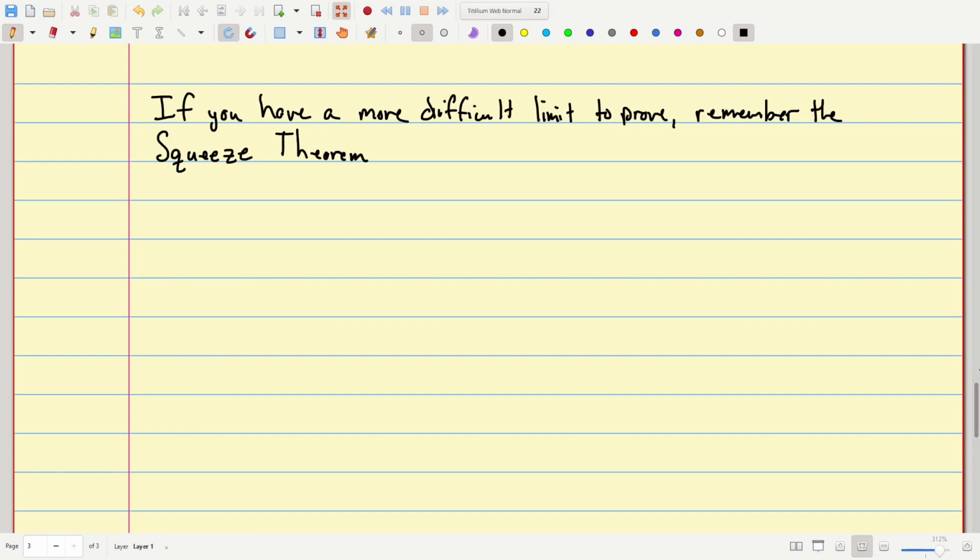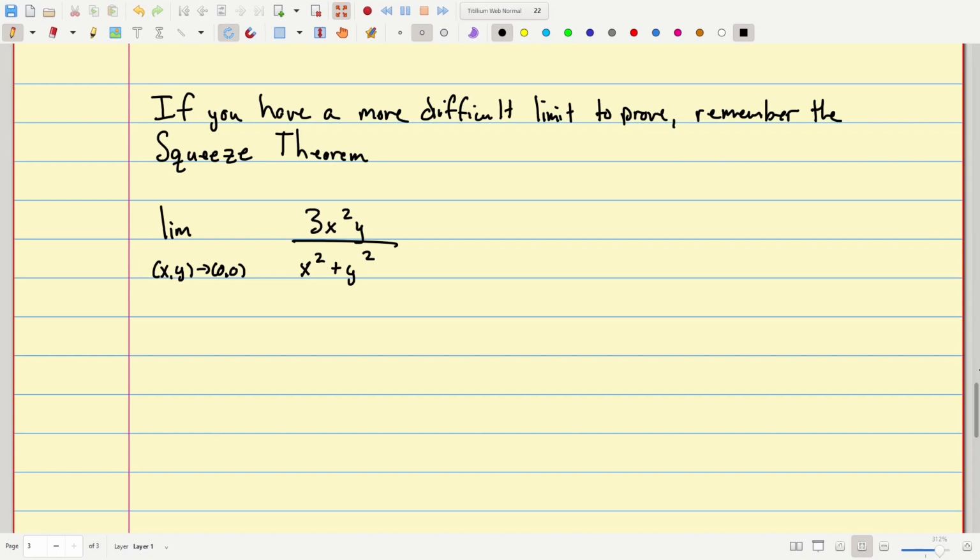The answer to a lot of these cases is to use the squeeze theorem. If you have a limit that you need to prove and it's one of these harder forms like this, okay, we're not going to make any progress trying to eliminate all possible paths. There are literally infinitely many of them. Doing that is a waste of time.